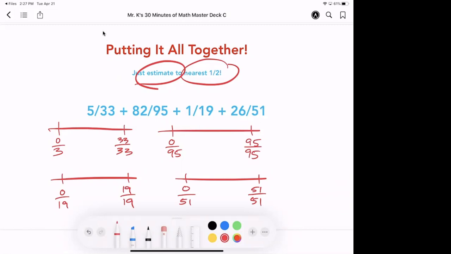Okay, welcome back, everybody. Let's take a look at these. First, we have 5/33. My question is, is that closer to 0/33 or 33/33? I think we can agree that it is closer to 0/33, so I'm going to put a 0 up there.